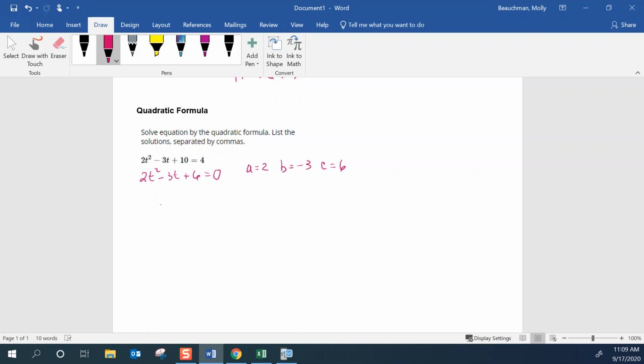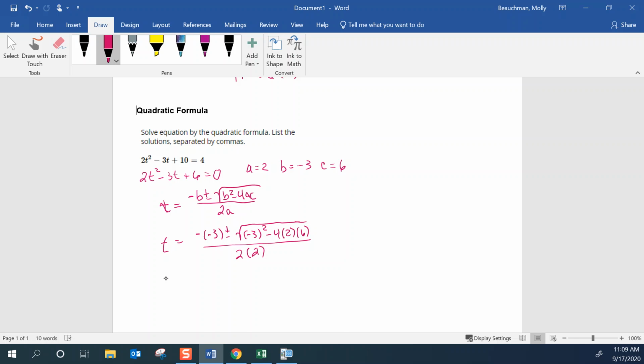In our quadratic formula, x, or in this case t, is equal to -b plus or minus the square root of b squared minus 4ac all over 2a. Substitute our values in. We end up with the opposite of -3, plus or minus the square root of, in parentheses, -3 squared minus 4 times 2 times 6, all over 2 times a, which is 2.